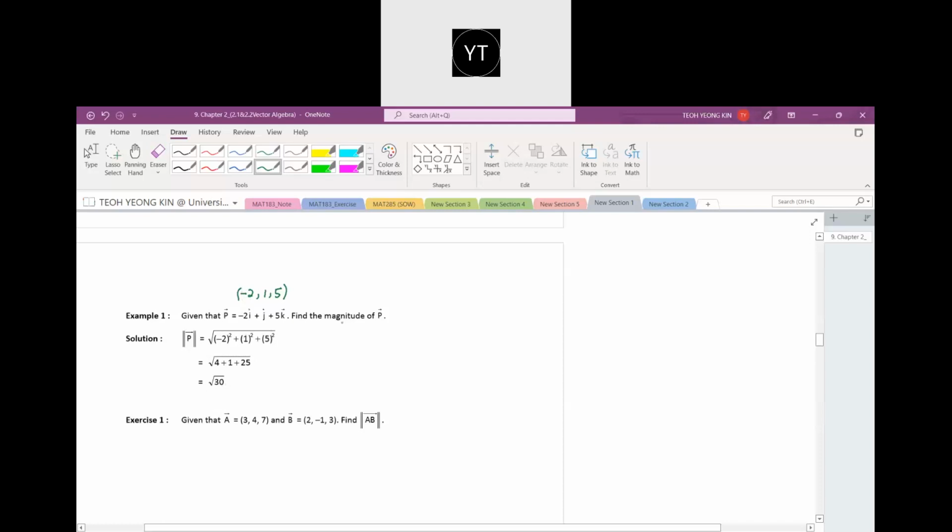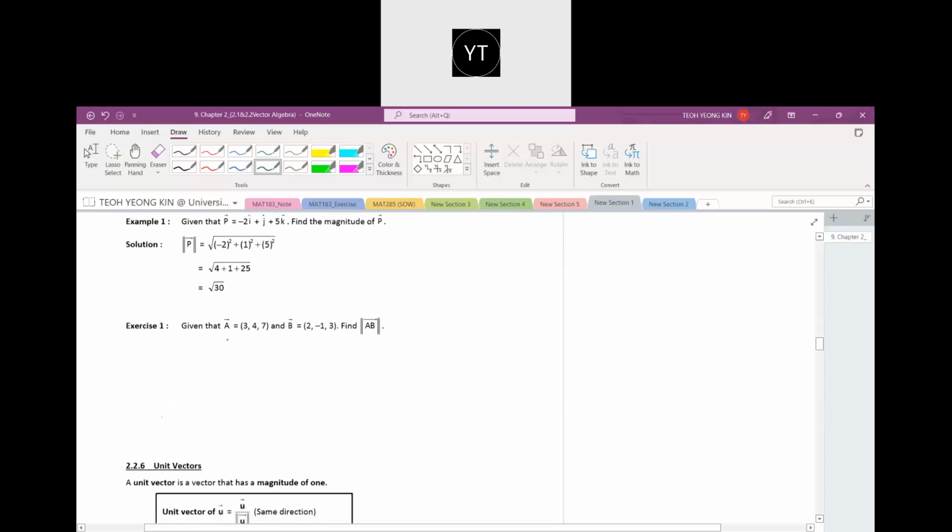Let's say we look at exercise 1. Given vector A and vector B with the coordinates, find the vector AB. So how do we find AB?